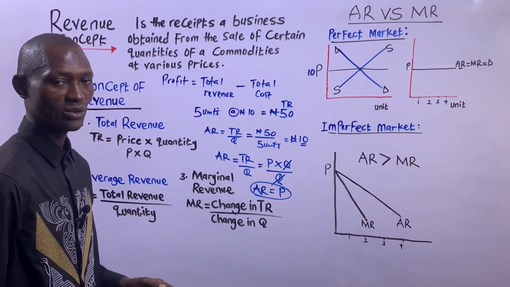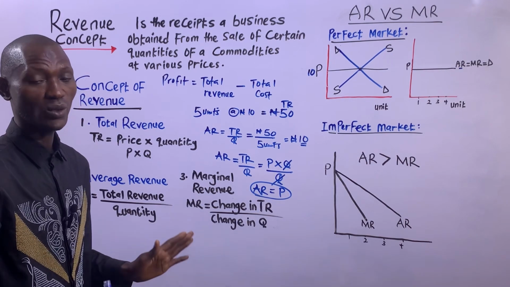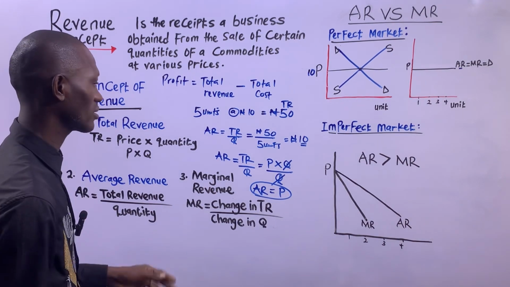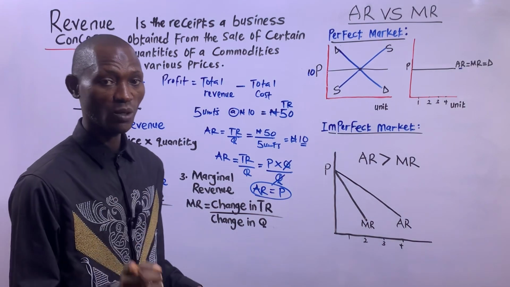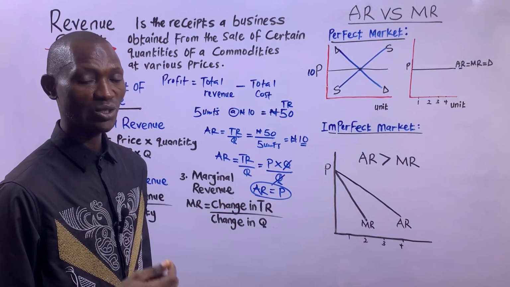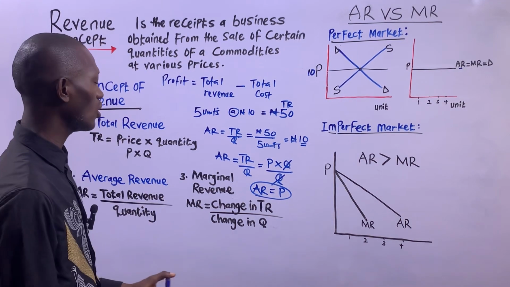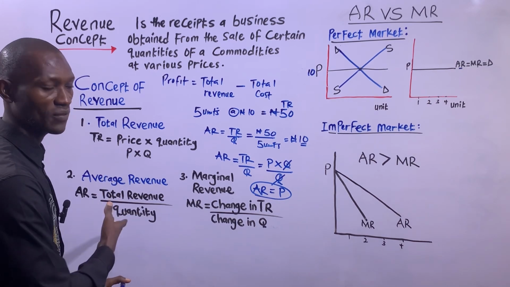So that's with respect to that. Average revenue is always the same thing as price. That's basically that. When you sell a unit of a commodity, the revenue you realize as a business is called average revenue.